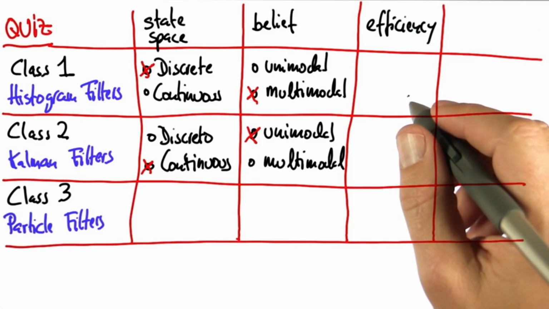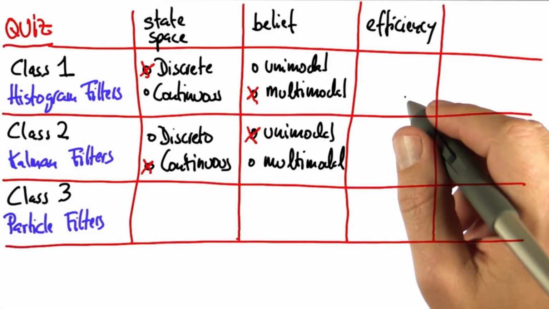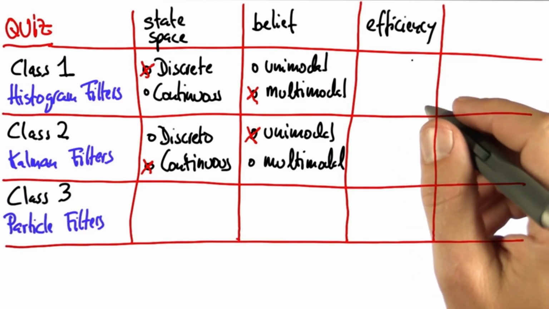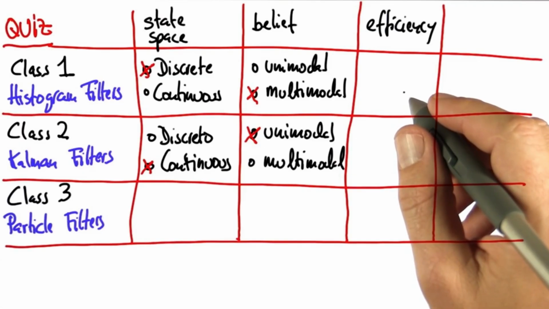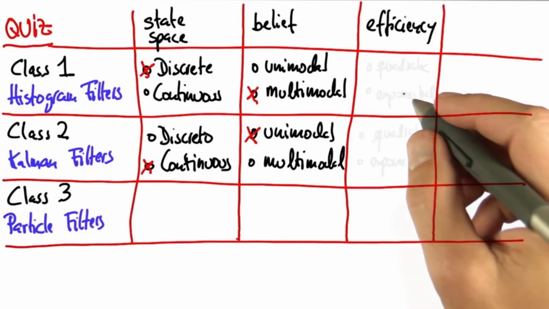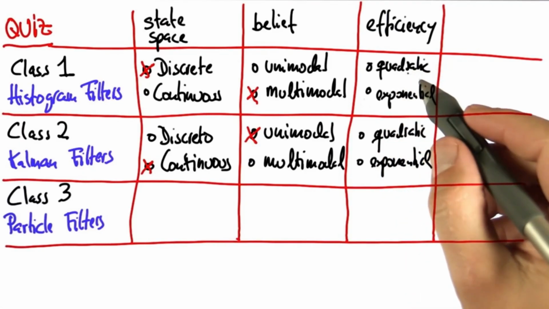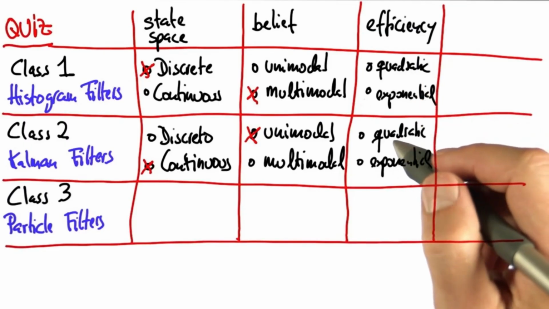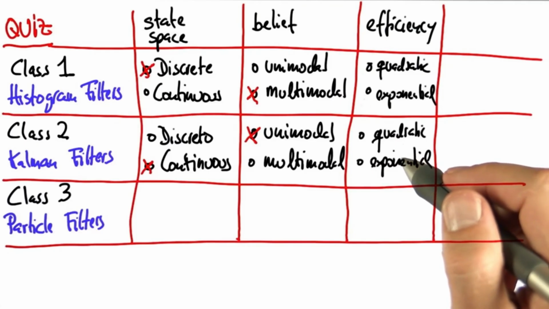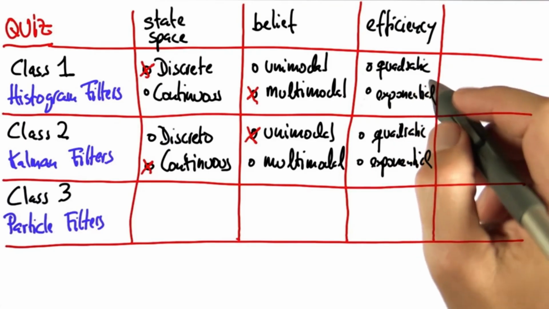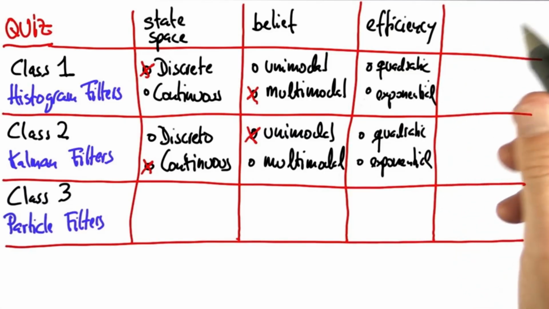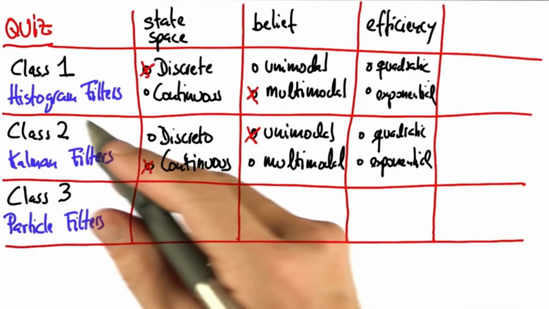When it comes to scaling in the number of dimensions of the state space, the amount of storage we have to assign, I give you two answers. It could be quadratic or exponential. So we have quadratic, exponential. And I understand I didn't really discuss this, but go back in your memory to how grids are represented and how Gaussians are represented. And I promise you, one of those answers is correct for either of the two filters here.